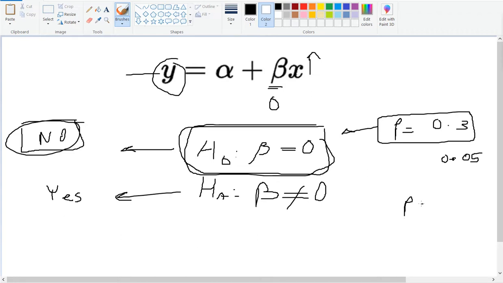How about if the p-value was 0.045? All right.